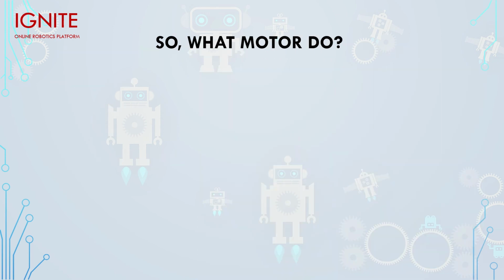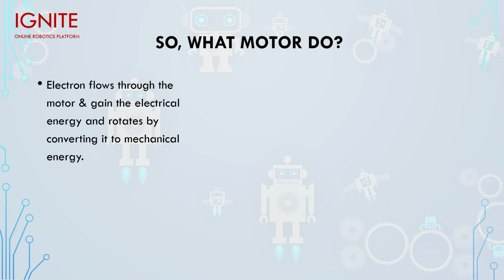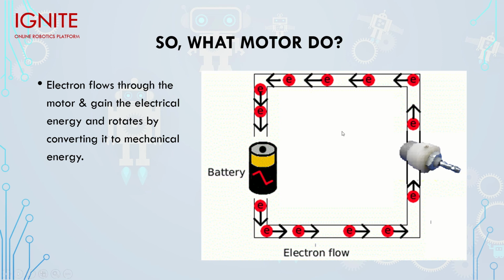Now what does the motor do here? So electrons flow through the motor, and it gains the electrical energy. Electrons come out from the battery and go to the motor. So the motor gains the electrical energy, and its shaft, that is the rotating part, rotates due to that electrical energy, and that gives us mechanical energy. Mechanical energy is nothing but motion, and the shaft is rotating, which means it is gaining motion, and that is mechanical energy. So when the electrons flow from the battery to the motor, the motor gains the electrical energy, and the shaft converts electrical energy to mechanical energy, and that is why this motor is rotating.